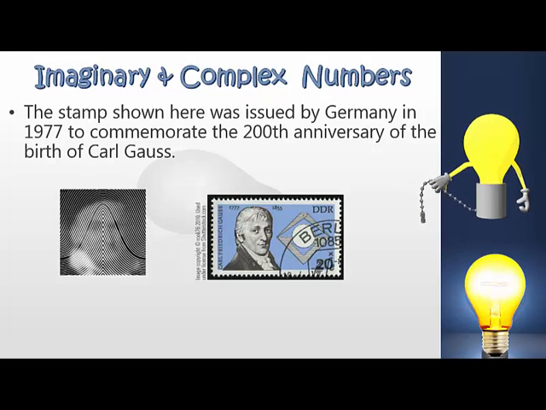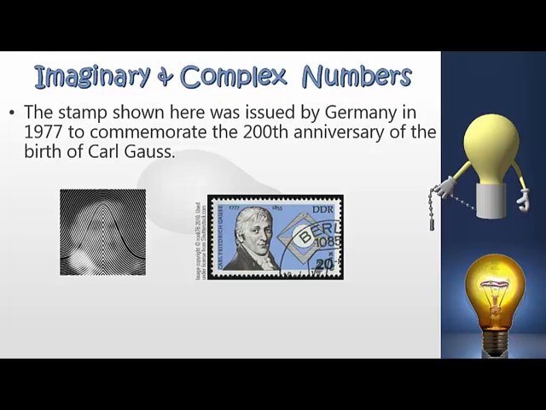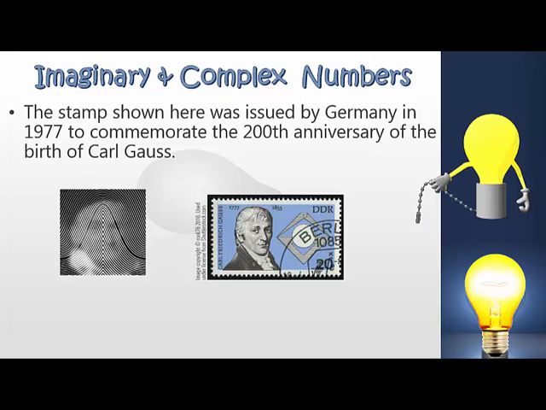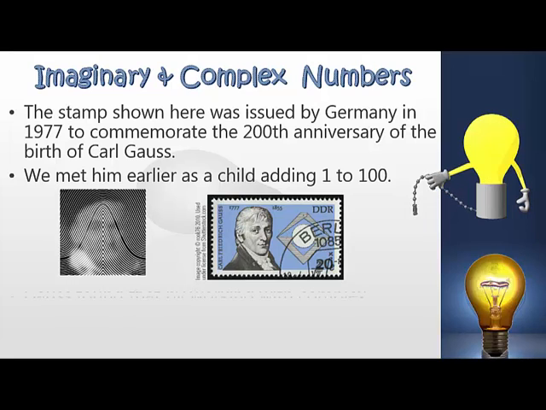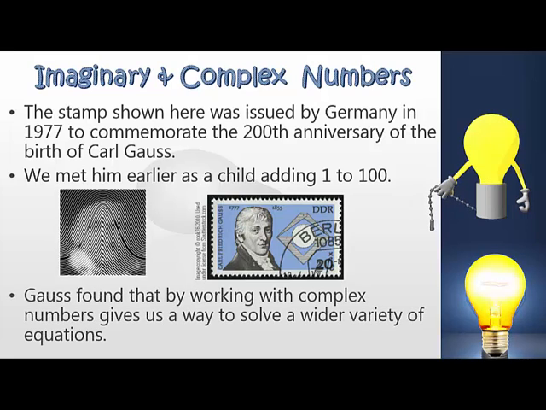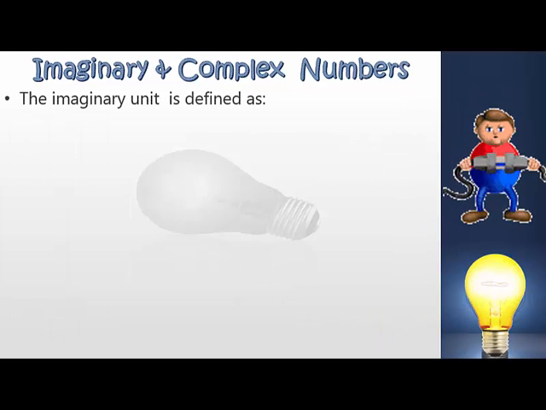Gauss was a very brilliant guy, and he was one of the people who worked a lot with what we're going to learn about, imaginary and ultimately complex numbers. So remember, we met him earlier as a child adding 1 to 100. So he also worked on complex and imaginary numbers.